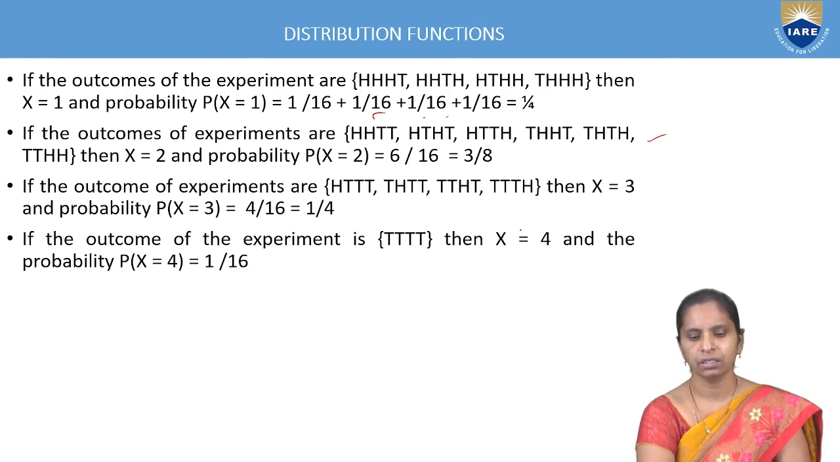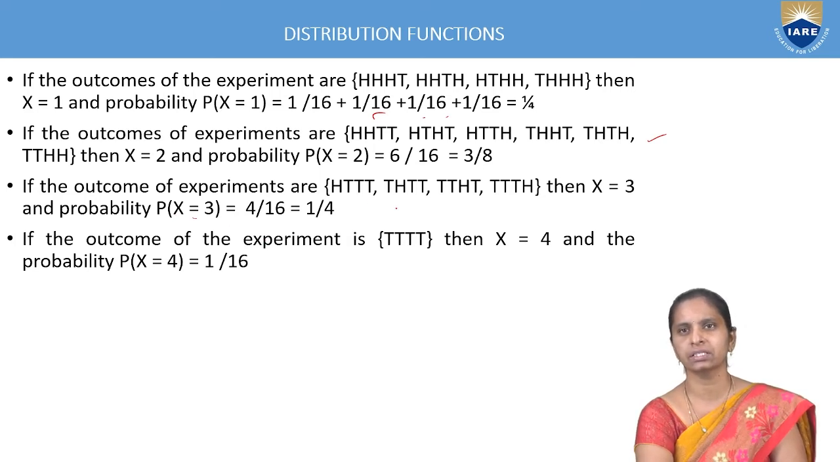And next one is the probability that the number of tails is equal to 3. In what cases am I going to get 3 tails? So 1, 2, 3, 4. 4 cases. So 4 by 16, that is nothing but 1 by 4.